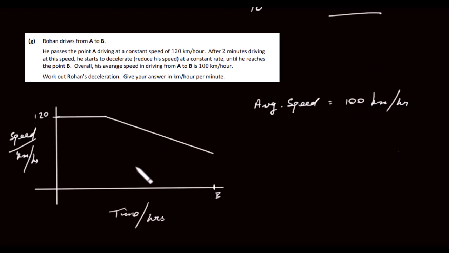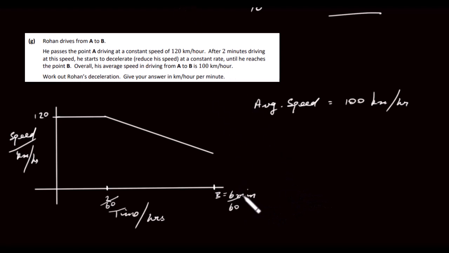So let's work out the distance that he travels in the first 2 minutes. So in other words, here's going to be 2 minutes, and out to B here, that's going to be 6 minutes. Takes 6 minutes in total. However, if we're looking at hours, this is going to be 2 over 60th of an hour, and this is going to be 6 over 60th of an hour.